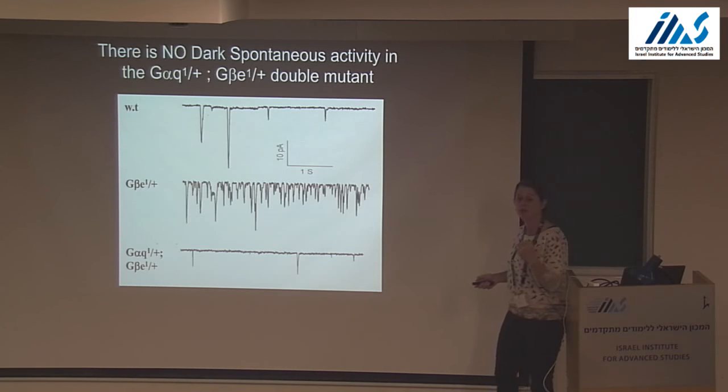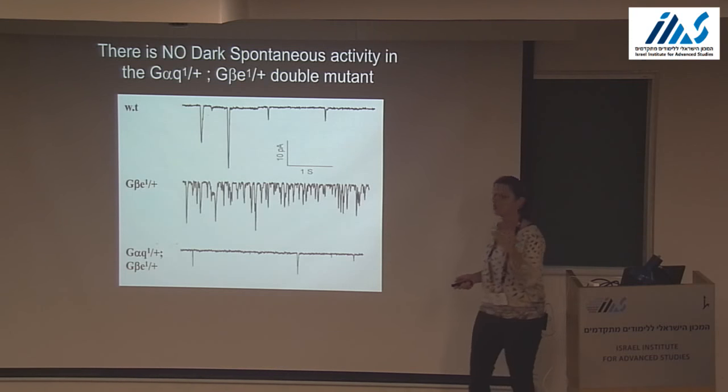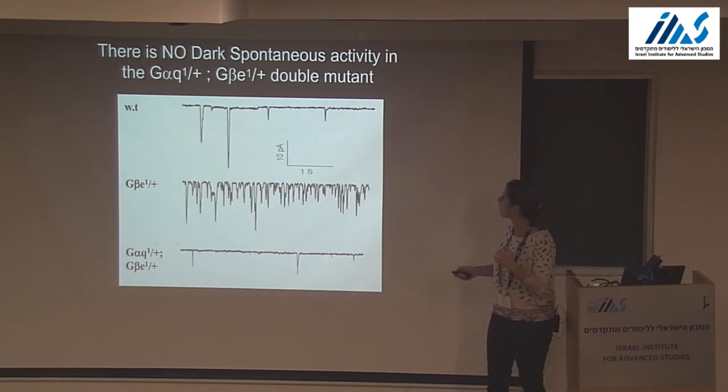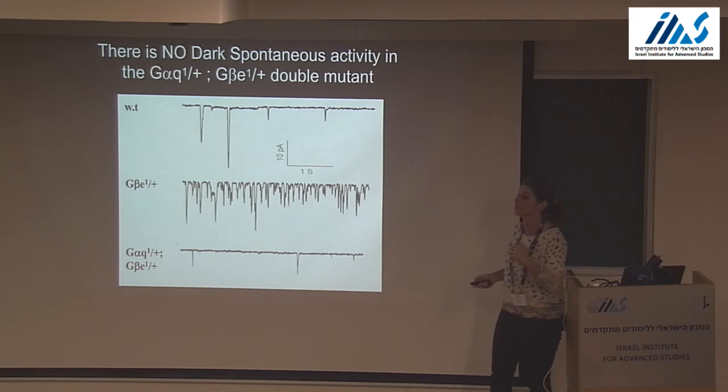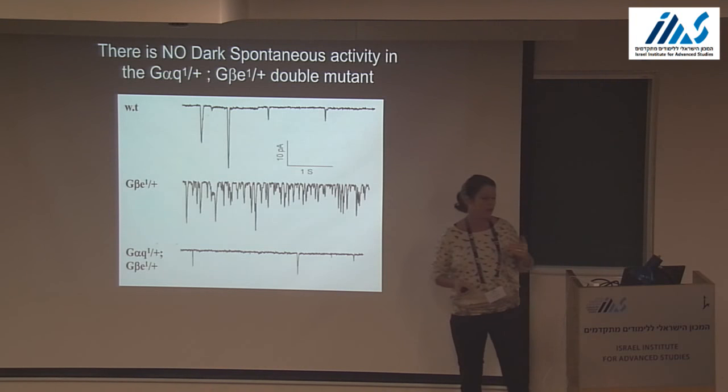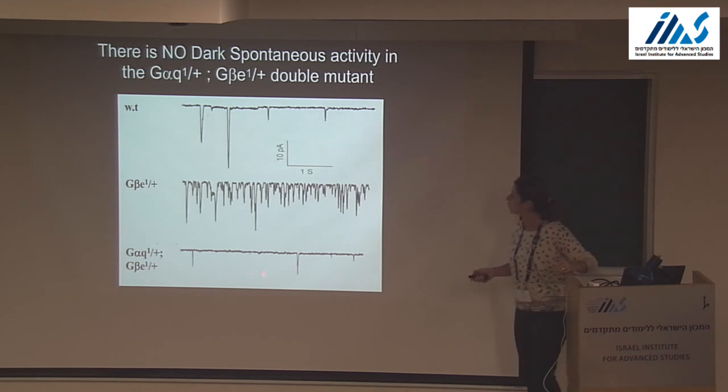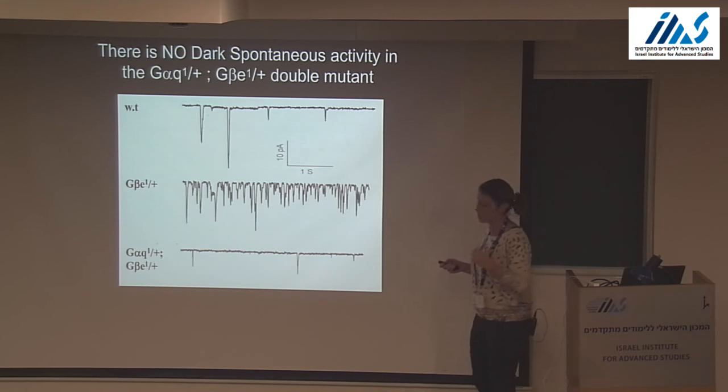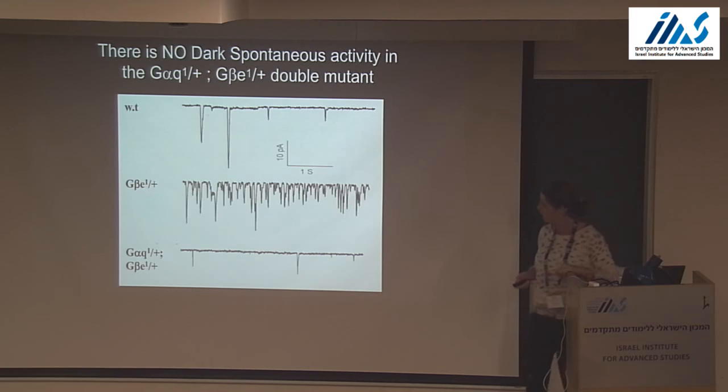And indeed, what we did in order to confirm that is that we reduced the level of the alpha subunit in the beta heterozygote mutant by 50%, and as expected, we completely abolished the spontaneous activity. So we restored the 2-to-1 ratio, and spontaneous activity was back to normal. This is something that I must say I'm really proud of from my PhD work.